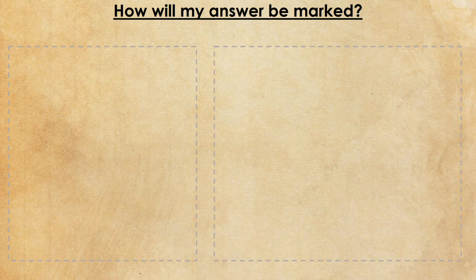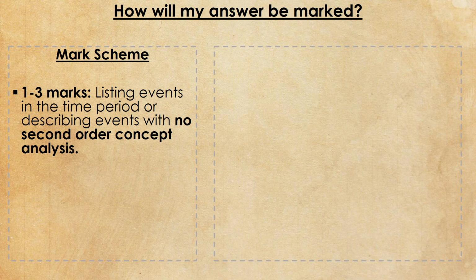So how will my answer actually be marked once I've written it? Well, you've got the mark scheme up on the screen on the left-hand side. So this is what the examiners will use to judge the quality of your answer. For 1 to 3 marks, if you just list events in the time period or describe the event with no second order concept analysis, so none of those second order concepts mentioned in your answer, then you won't get more than 3 marks.